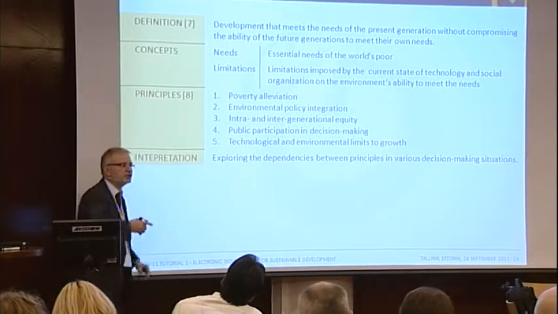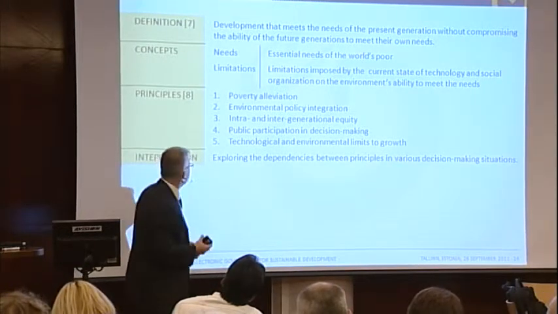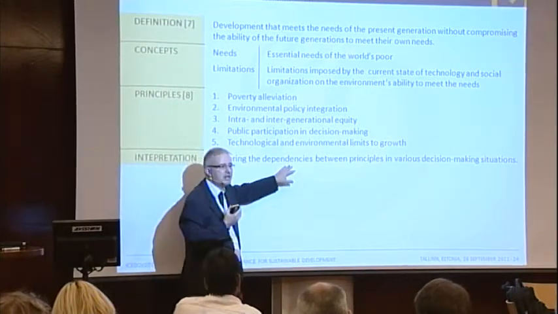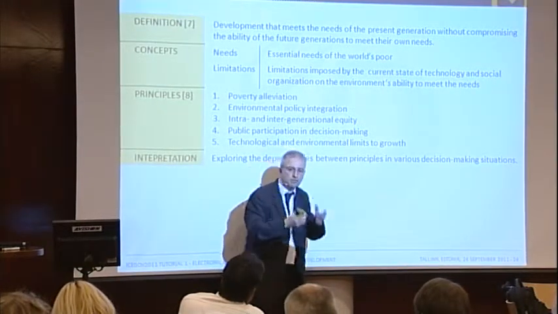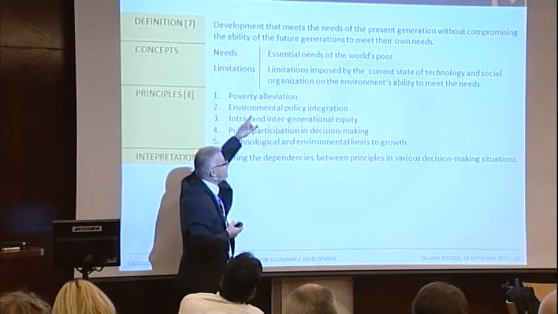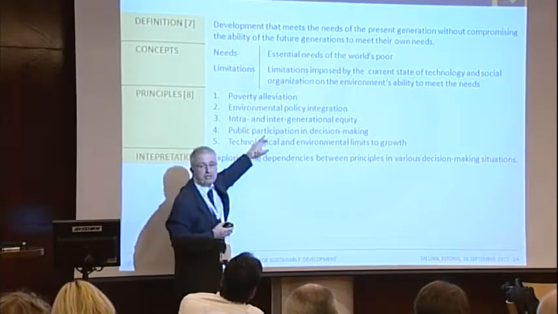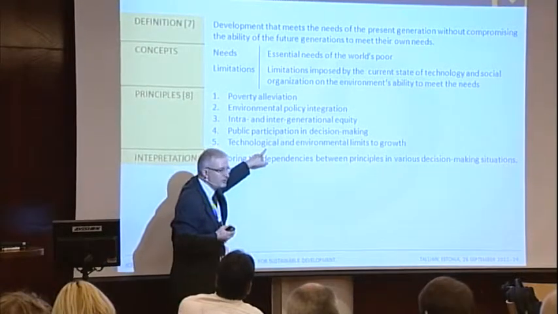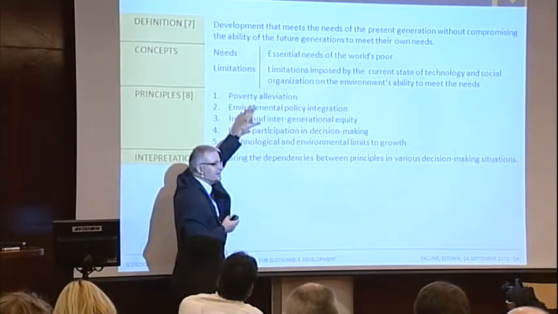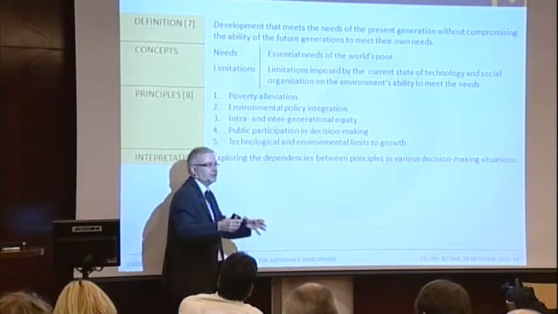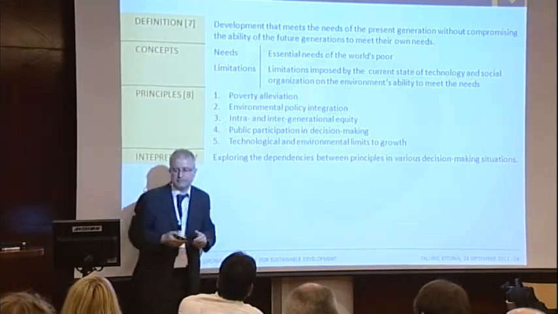Now, this is a very broad definition, and usually it's not applied directly. It has to be interpreted. It has to be localized. So the process of doing this is usually to explore the dependencies between various SD principles in different decision-making situations. The principles include poverty alleviation, environmental policy integration, inter- and intra-generational equity, public participation in policy and decision-making, and technological and environmental limits to growth. So usually the SD definition is operationalized by looking at the local context and looking at the balance of the SD principles and what they mean for us in a given context.